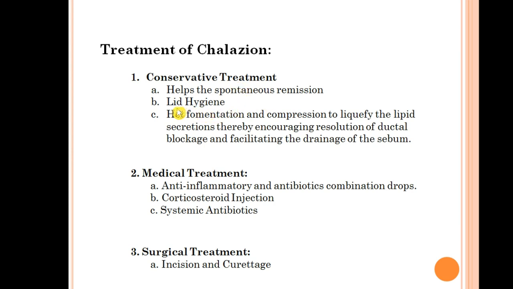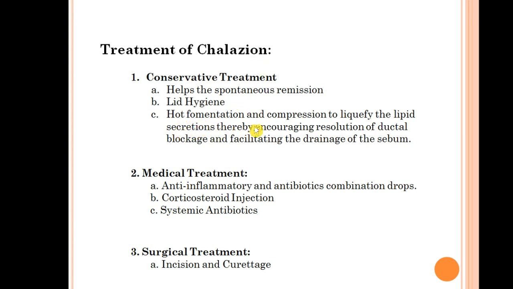Now there is lid hygiene. How are you going to do it? Massage and all that over the lid. So what will that do? It will help the duct opening, since we have said that it is obstruction of the gland. So if that obstruction is resolved by massage, your chalazion may resolve.